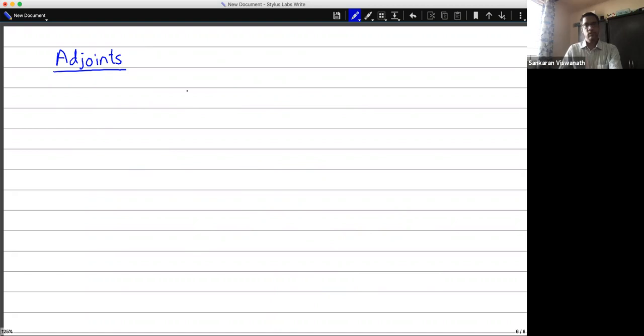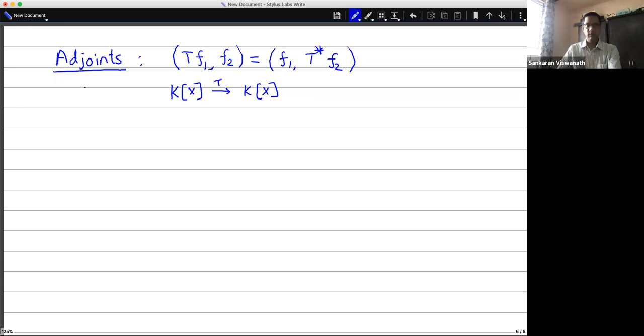So what do I mean by an adjoint? Recall, if I have an operator T on Kx, then by the adjoint of T, I'll just mean an operator which has the usual property. This is what you would call an adjoint, T star. Of course, it's not clear that a given operator necessarily has an adjoint. We're talking about an infinite dimensional space here, Kx, and all these operators are maps from Kx to Kx. So it may not happen that something has an adjoint, but the key point for us is that the operators we care about all have adjoints.